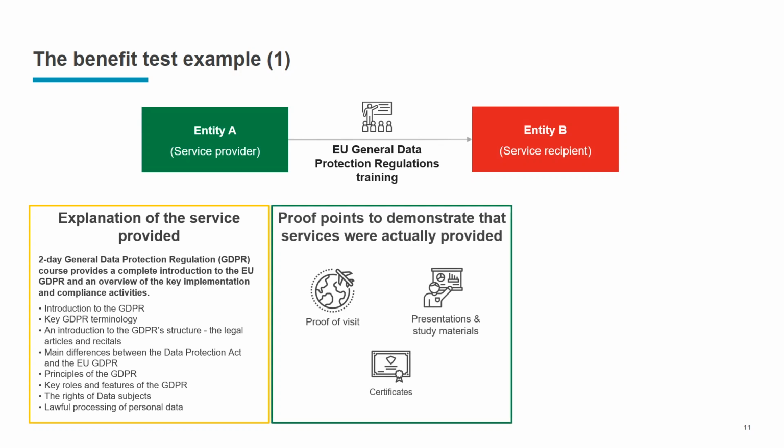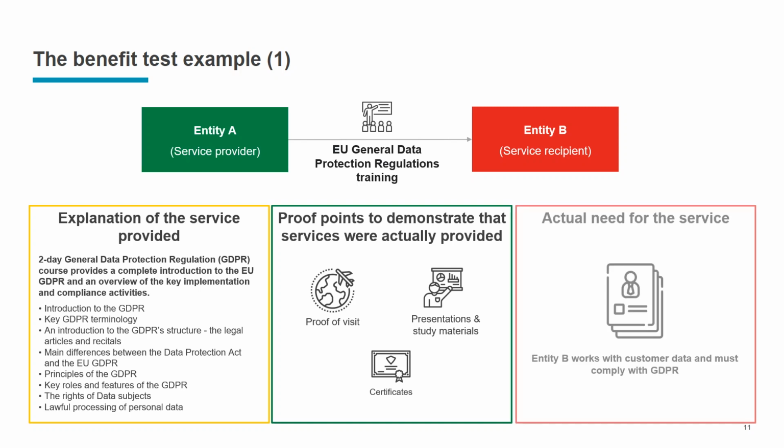Then we would need to demonstrate proof points that the service was actually provided. So we could demonstrate that the trainer or instructor visited entity B and delivered the training. Maybe there were some presentations and materials shared during the training. Maybe personnel of entity B received certificates for passing this training, and all that will be the demonstration or proof points of a service and ensuring that the service was provided.